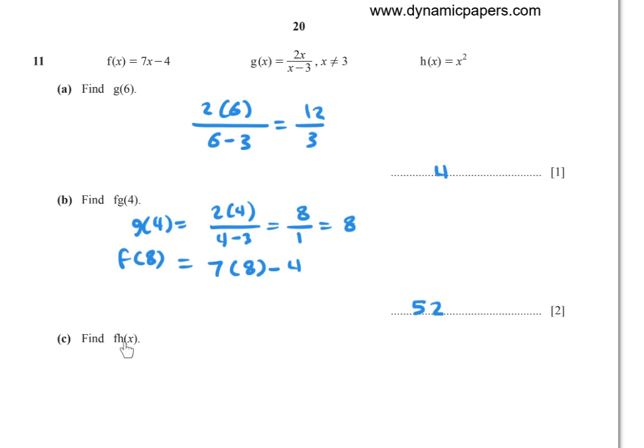C, find fh(x). So put h in f. So substitute x by x squared. So 7x squared minus 4.